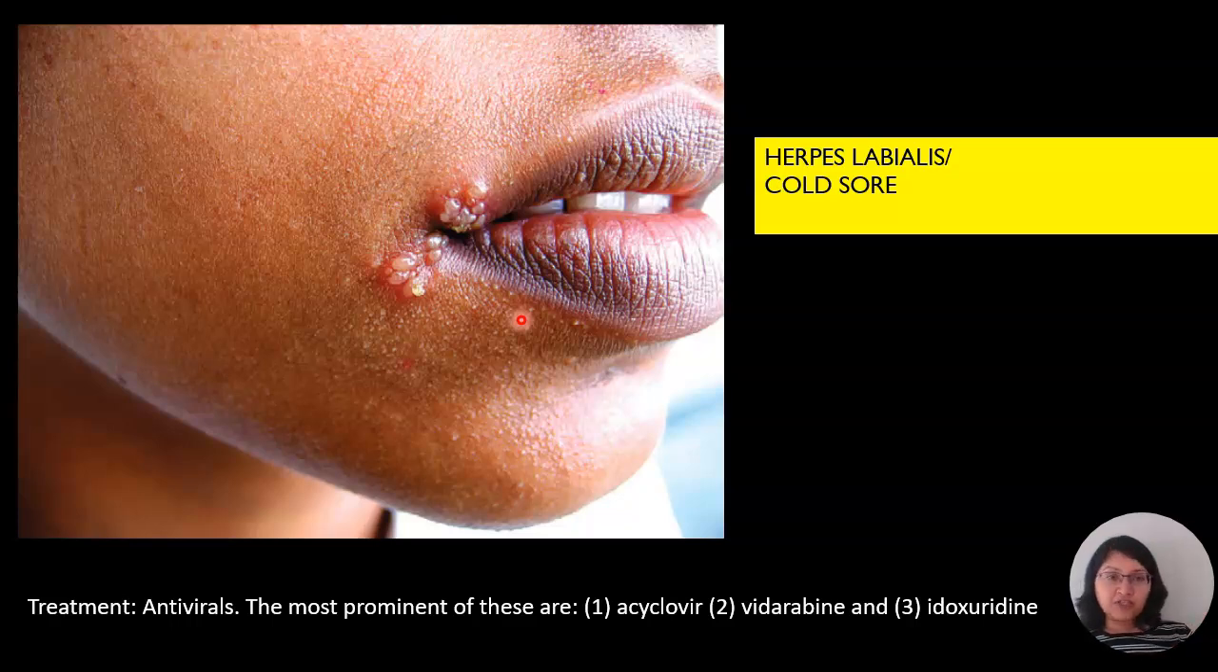It's a viral infection. And then you can always give your patient antivirals, the most prominent being acyclovir, vidarabine. I think most commonly what you'll get over the counter is acyclovir antiviral cream, and it hastens the healing of the cold sore or herpes labialis.